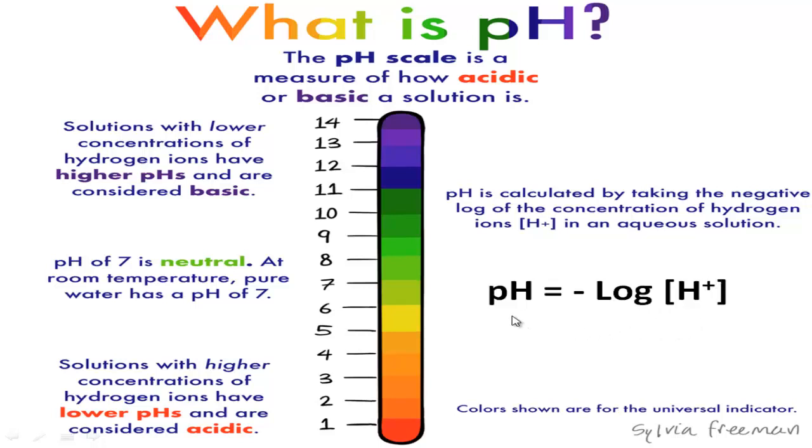So from this calculation we understand that the pH value of pure water is 7, and this is the neutral value. A pH value of 7 is neutral. That means when we get a pH value of 7, then that substance is neutral. At room temperature pure water has a pH of 7.